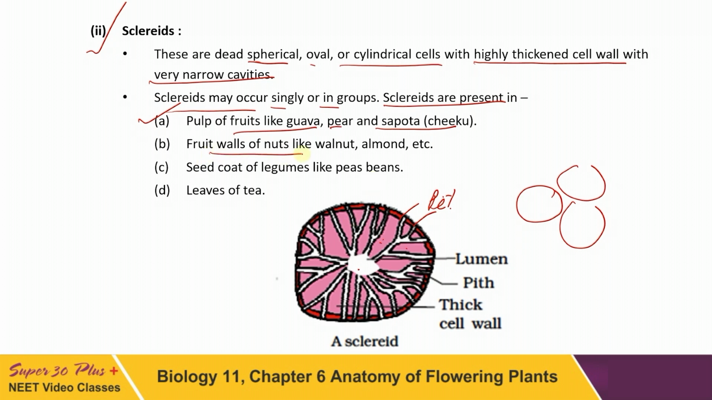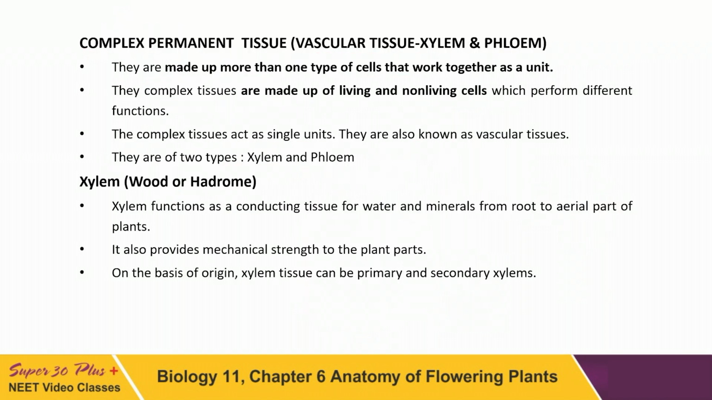They are also found in the fruit wall of nuts, walnut and almond, and the seed coat of legumes. You know, in a pressure cooker we have to boil legumes for a long time because the seed coat has stone cells, and in the leaves of tea. You have to remember. Should we proceed to the next now? Okay, so that was about permanent tissue.